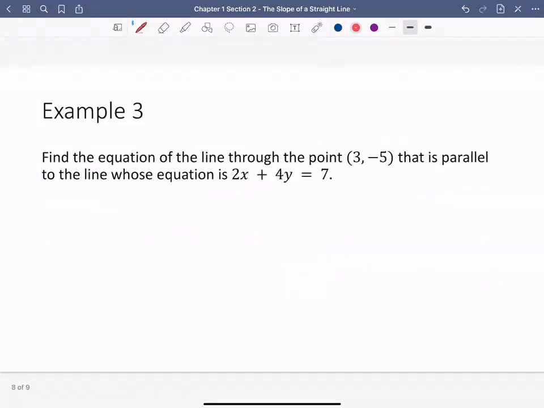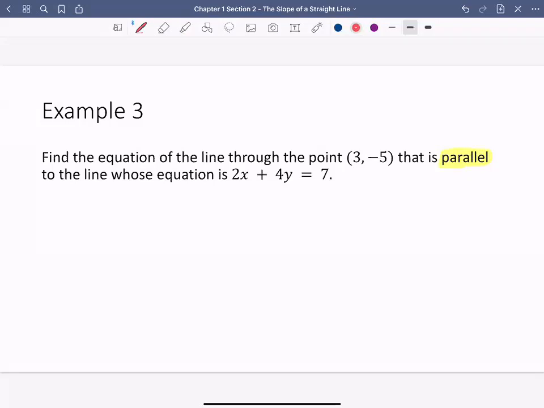Okay, so example 3 says, find the equation of the line through the point 3, -5 that is parallel to the line whose equation is 2x plus 4y equal to 7. And the key word right here is parallel. Because parallel, based on our last definition, is we need to make sure they are the same slope.